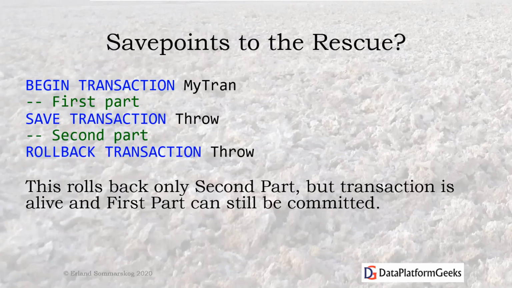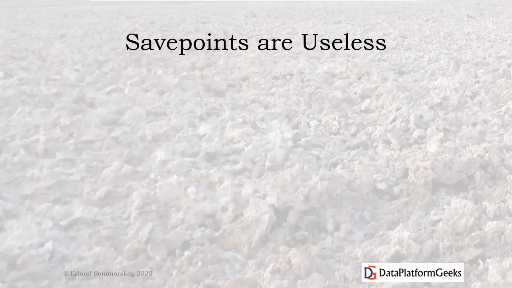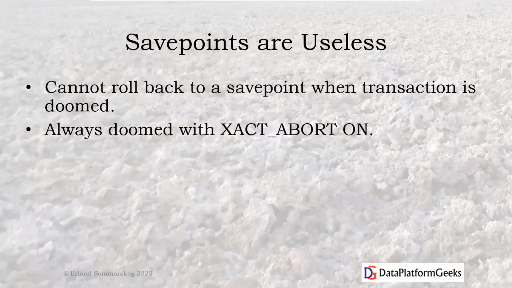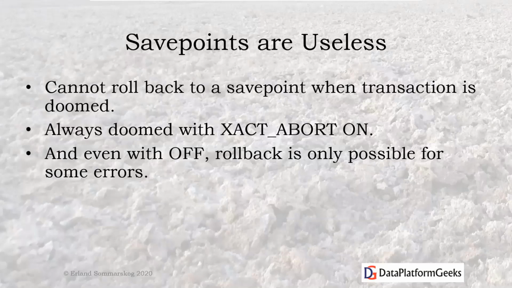Anyway, so you might think now, well, wait a minute. Doesn't that fit in well with what we talked about on the previous slide? Isn't that useful? No, savepoints are useless. Why? Well, first of all, you cannot roll back to a savepoint when the transaction is doomed. And I told you to run with XACT_ABORT on, and in that case, the transaction is always doomed. But even if it was off, well, rollback is only possible for some errors. And keep in mind, we are talking about unexpected errors.